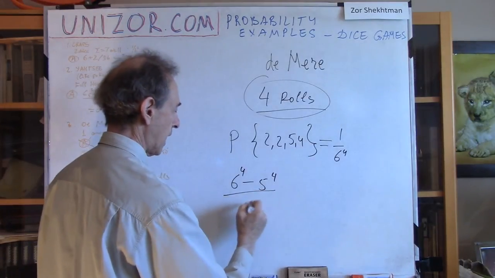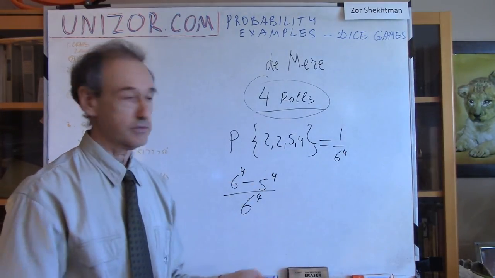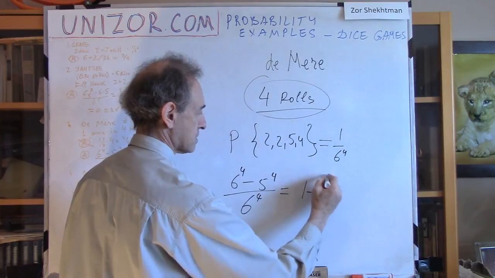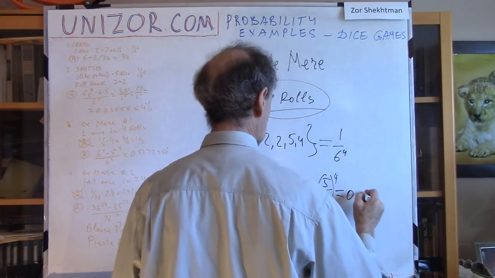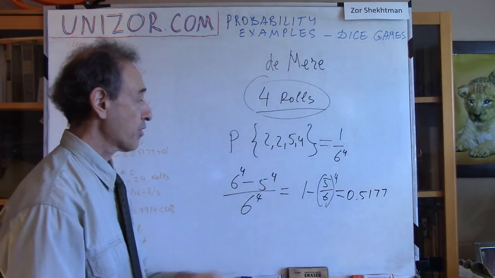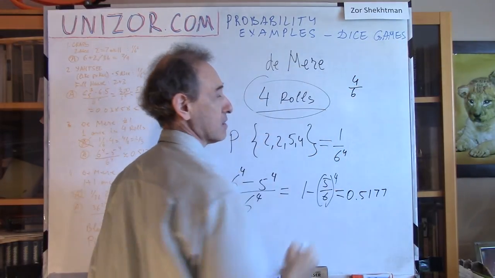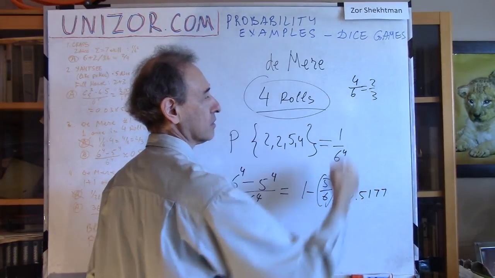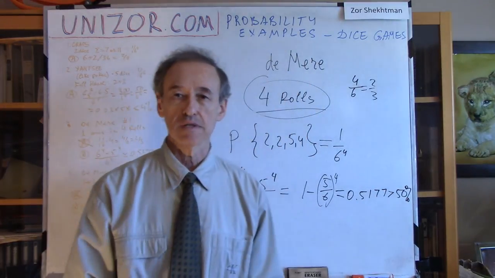Now, if I divide it by the total number of events, that would be my relative frequency, that would be my probability of having my event. Or 1 minus (5/6) to the 4th, or again, I have a number calculated, 0.5177. Now, as you see, the probability is not the one which Demer calculated, which was 4/6, as he was thinking. Well, this is 2/3. This is much smaller than this one. But what's important is it's still greater than 50%. And that's why he was still winning.